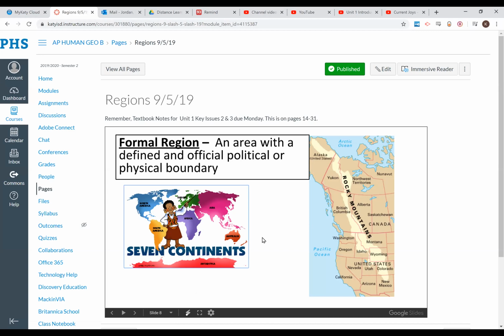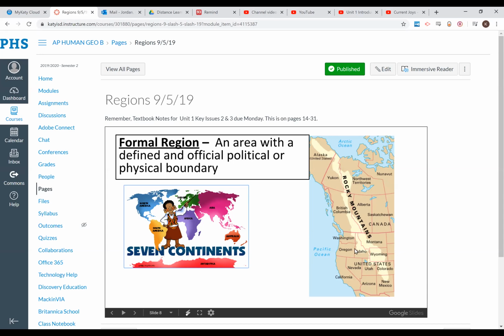An easy one to understand, the first type of region, is going to be formal regions, okay? Formal regions are really easy because they're an area with a defined or official political or physical boundary. You can see on the map on the right all of those western states, Washington, Oregon, California, Nevada, Idaho, Utah, Wyoming, Montana, all those states are official formal regions because they have an officially delineated boundary, all right?